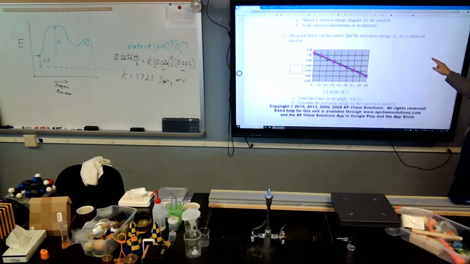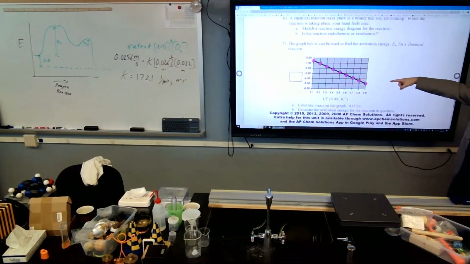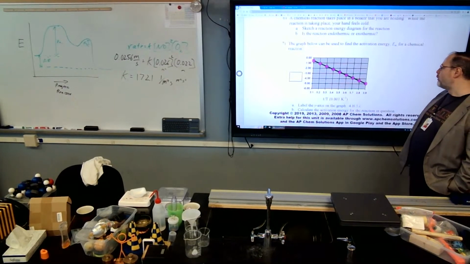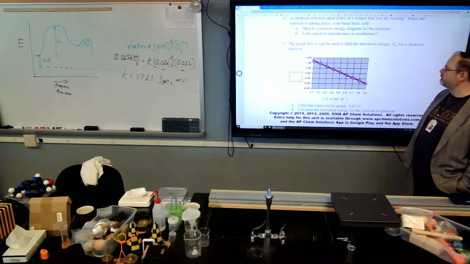This is a great question. This shows up on pretty much every multiple choice test in some form. The graph below can be used to find the activation energy EA for the chemical reaction. Label the y-axis on the graph.